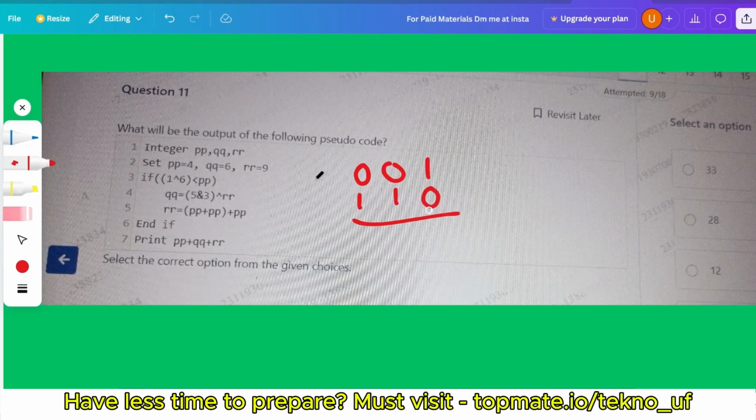If you don't know how to calculate or how to remember the equivalent binary number of a decimal number easily, then please watch the latest Capgemini pseudocode video. There I have discussed this.